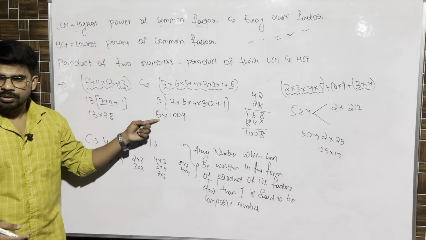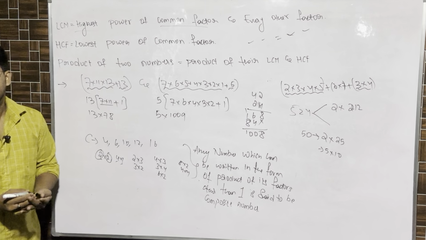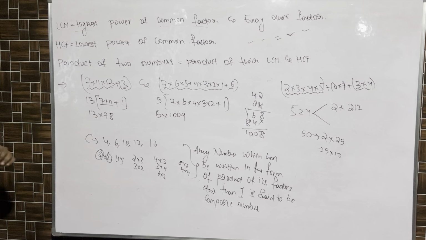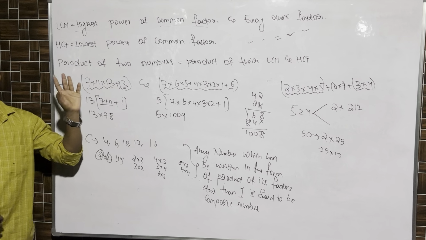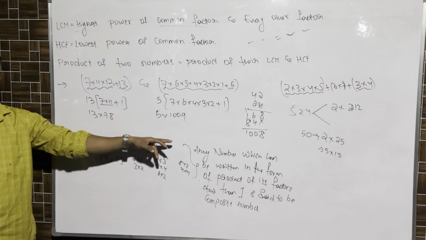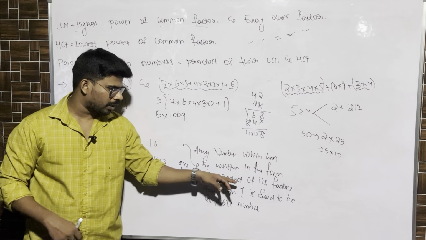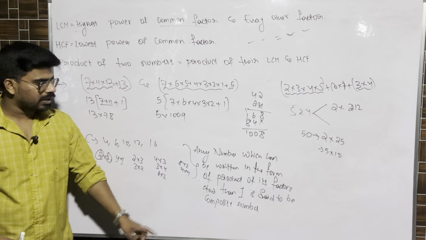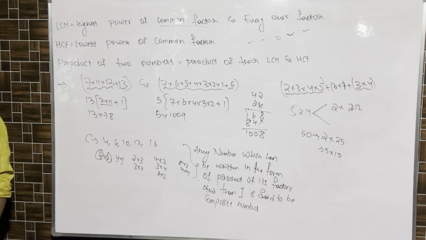So whatever this number was, what did I make it into? I made it into a product of two factors. If I can write any number in the form of a product of factors, that number is a composite number. After proving till here, you have to write this statement: any number which can be written in the form of a product of its factors other than 1 is said to be a composite number. Is it clear?